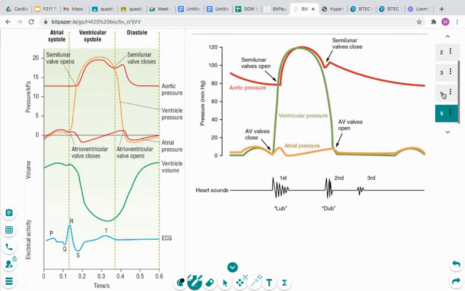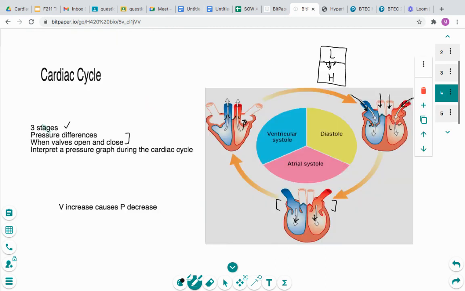Right, so there are three stages: ventricular systole, diastole, atrial systole. It doesn't really matter which one you start with, but the order is always diastole, atrial systole, ventricular systole, and so on, not the other way around. You need to know the pressure differences and how that causes the valves to open and close, and then you need to be able to interpret a graph of the cardiac cycle.